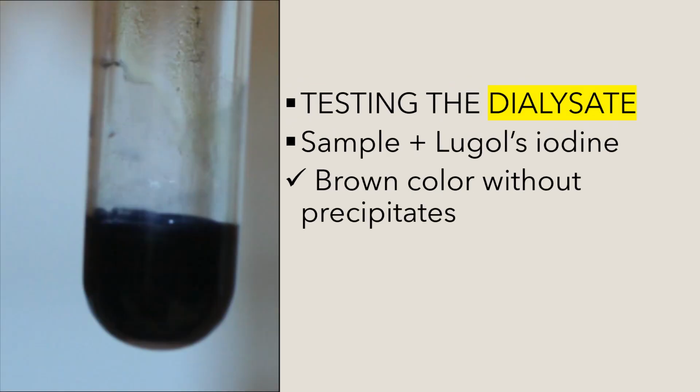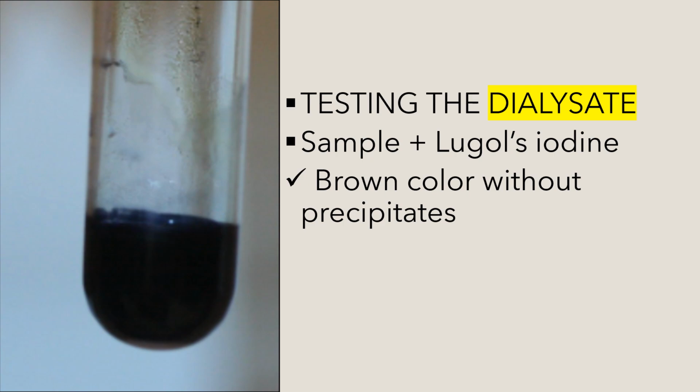And then we also tested for the presence of starch in the dialysate with the use of Lugol's iodine. So 1 ml of dialysate, and then drops of Lugol's iodine. The expected result here is that there is no precipitate. There should be no precipitates produced.